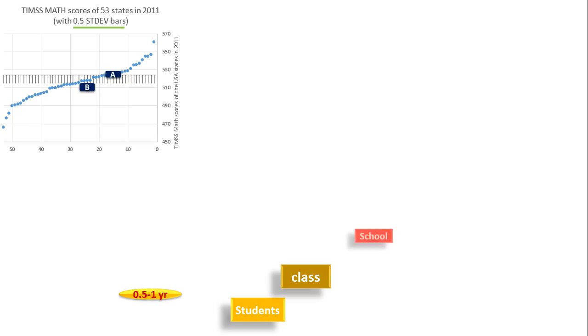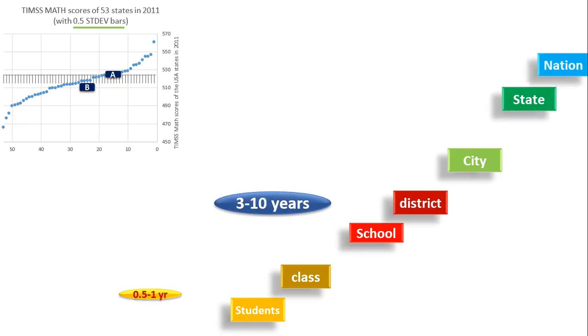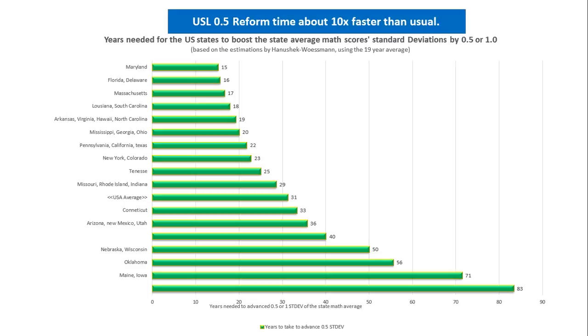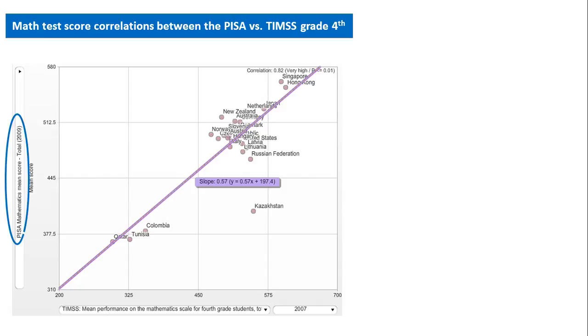So how does it visually look? Half a standard deviation moving up. At the student and class level, it doesn't take much time, but as it goes to bigger scales, it's 10 years for the city level, and for the state or nation level, it's 30 years plus or minus or more. And this chart is for the particular state and how many years it takes. For the USA, it's more than 30 years, and basically 20, 40 years can be done in 2 to 4 years using the USL 0.5.